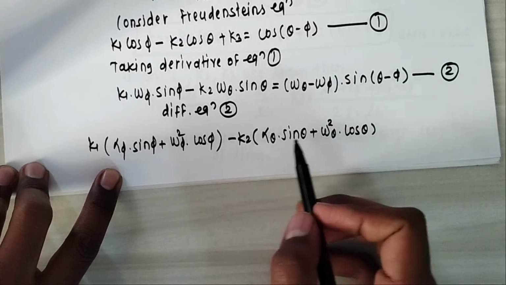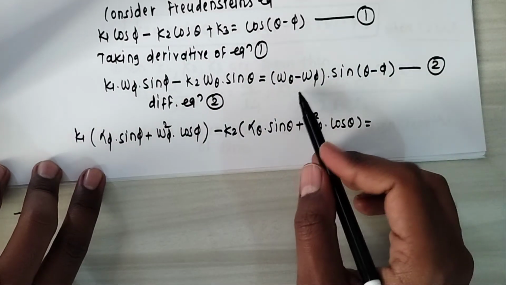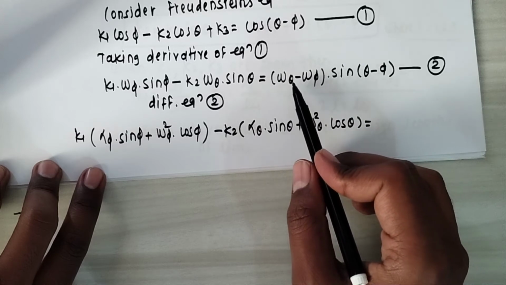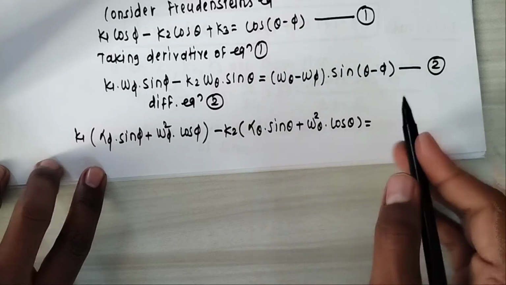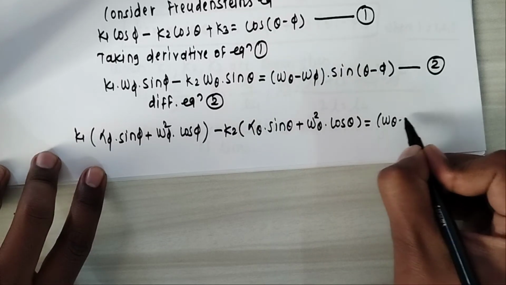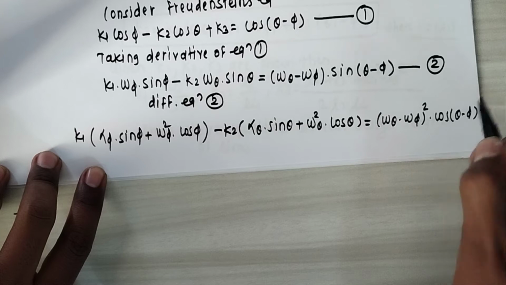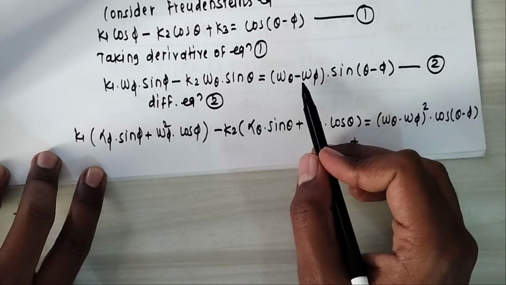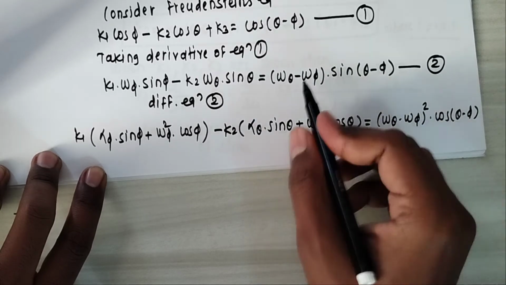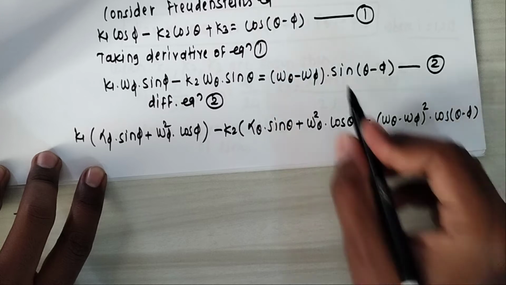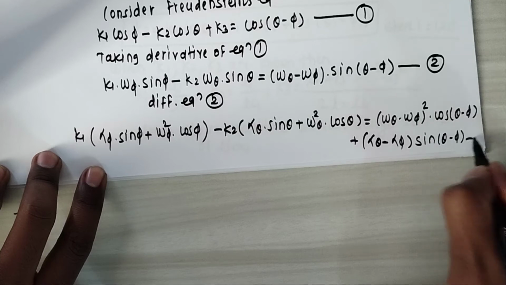Now the derivative of this term, again here it is u into v. So if I keep omega theta minus omega phi as it is, the derivative of sin is cos, and then the derivative of that term, which is omega theta minus omega phi, its square into cos of theta minus phi. Plus, now this term as it is and the derivative of the other term, which is alpha theta minus alpha phi, into sin of theta minus phi. So it is equation number 3.